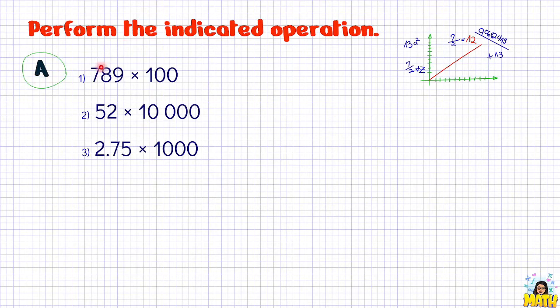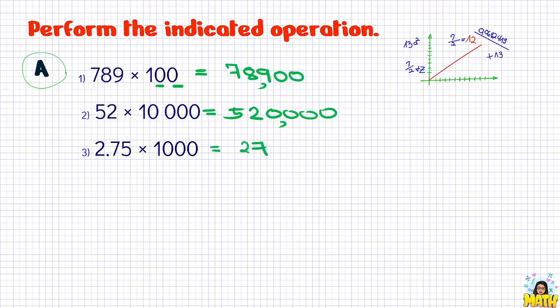For part A, we're going to multiply these numbers by the powers of 10. 789 times 100. The simple way to write the final answer is to copy 789 and add zeros, depending kung ilan yung zero sa ating factor. Here we have 2, therefore our final answer will be 78,900. For number 2, we write 52 times 10,000, which has 4 zeros. Our final answer will be 520,000.